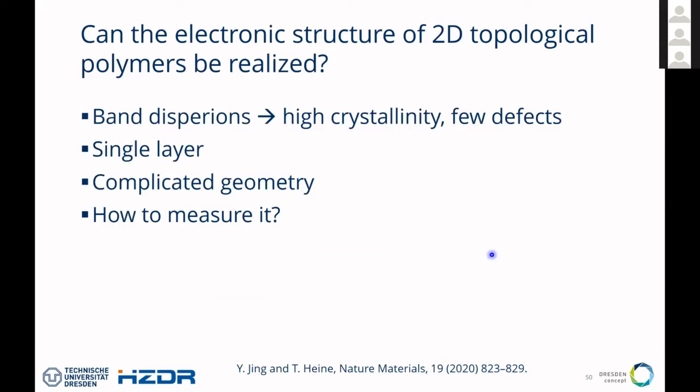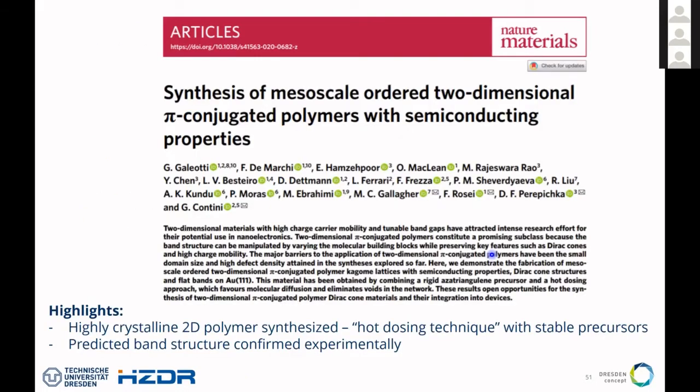So people have used these triangulene molecules. They are very stable, so they could do a very high temperature synthesis. They could create very nice single crystals. And could they actually measure the electronic properties? Yes, they could, because otherwise that would not become a Nature Materials paper. So that was the work here of Gagliotti and Contini.